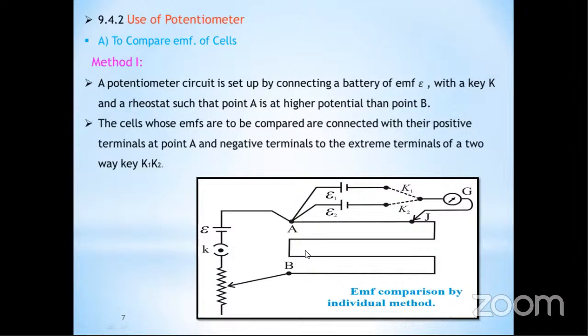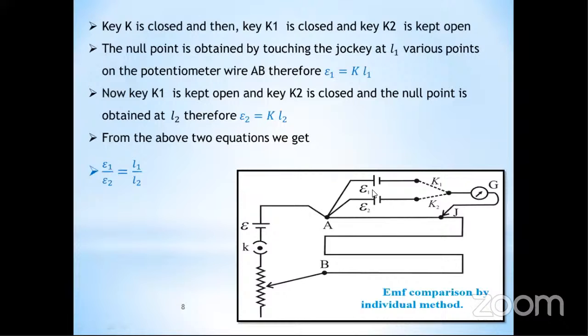Once again I tell you the principle of the potentiometer: the potential difference between the points A and B is directly proportional to its length, that means the length between them. In this way, we have to connect the circuit and then see how to calculate this E1 divided by E2.